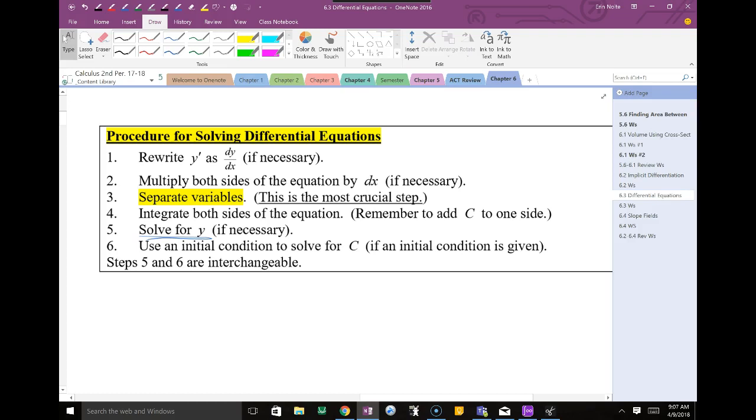The sixth one will be dependent upon what is given to you. If they give you an initial condition, such as a point, we'll be able to find the exact equation. If they don't give it to us, then we'll have what's called a general solution, which involves a c. So I'll kind of talk about that scenario a little bit more here.